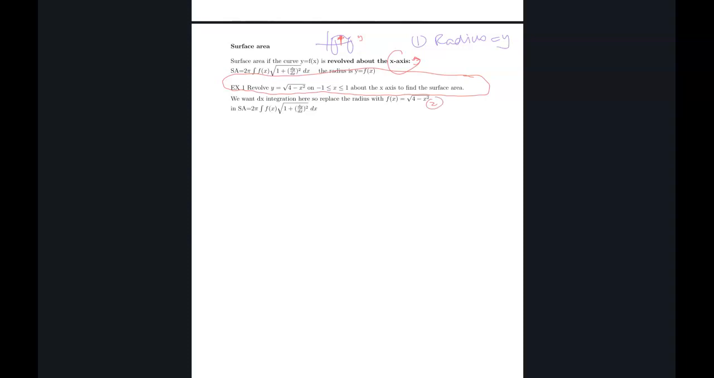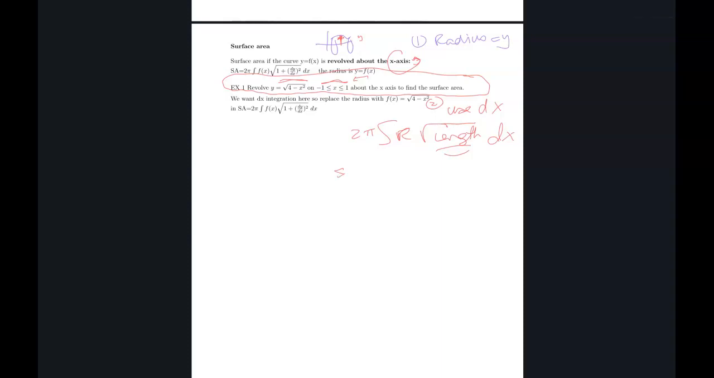The second thing you want to identify is how the information is given to you. It looks like I'm going to do the integration in x, so I want to use dx. You know surface area is 2 pi r, r for radius, times the arc length. And the arc length is what we did before: the square root of 1 plus the derivative squared, dx.